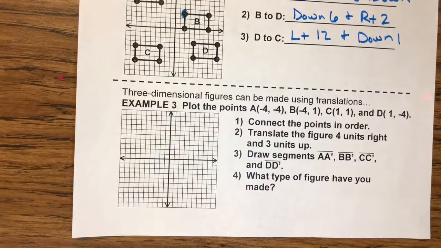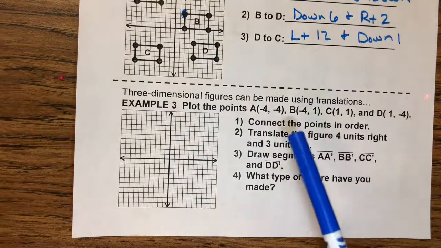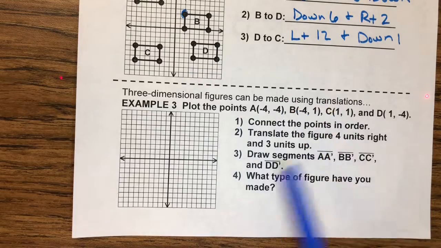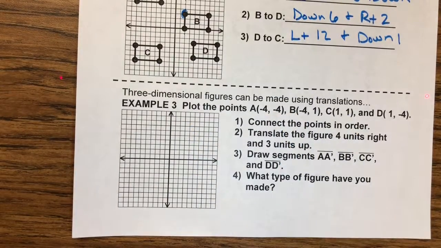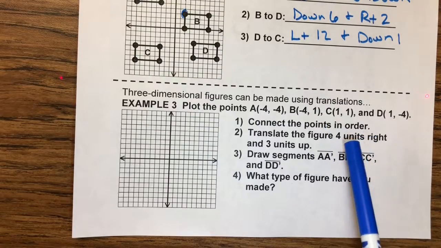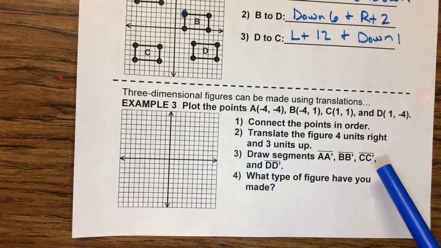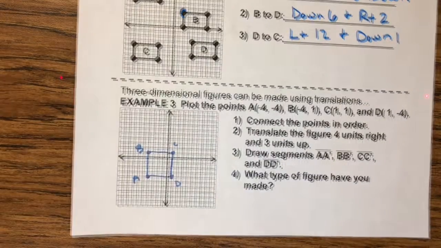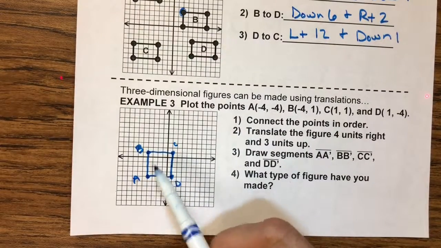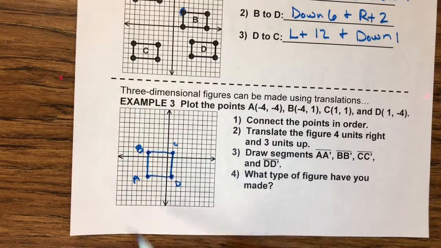All right, three-dimensional figures can be made using translations. We want to plot these 4 points, and then we're going to connect all the points in order. Okay, so I'm going to pause the video, and I'm going to draw those here. You go ahead and do that too. We'll pause the video. So we have our shape right here. And if we look, we got us a square.